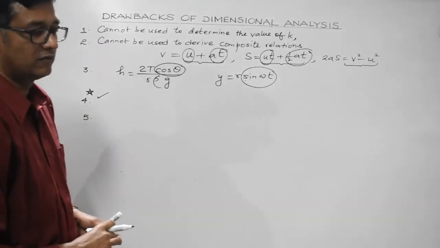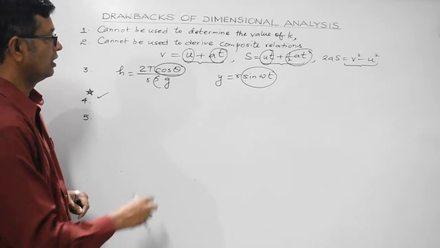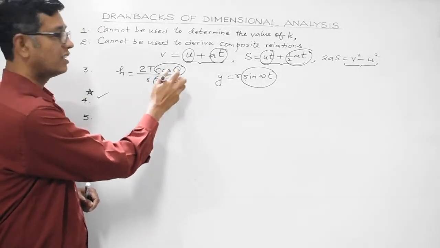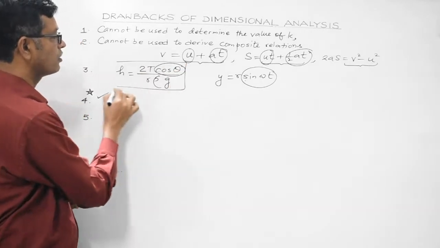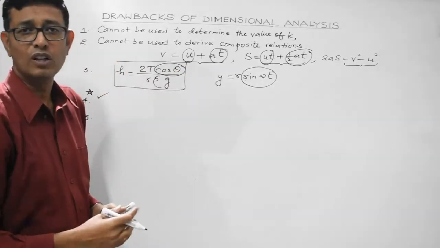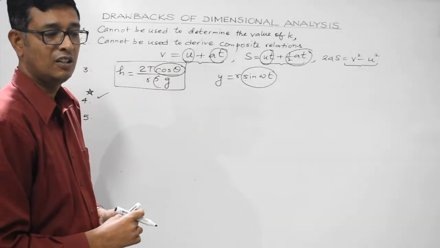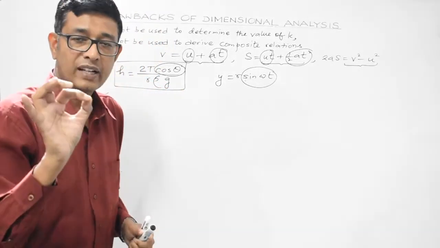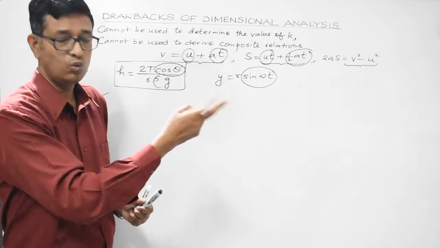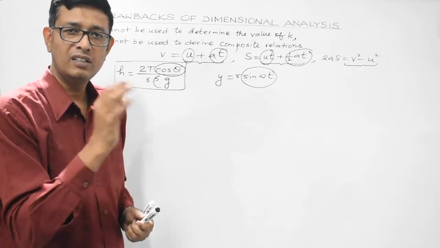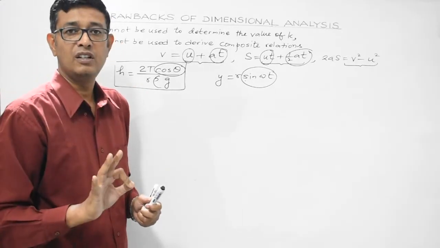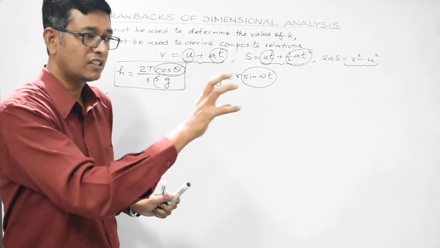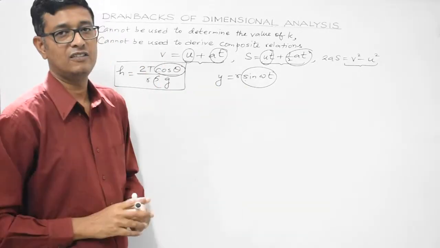Fifth one, just now I've told you, even if you replace cos theta by sin theta, tan theta, cot theta, then also this will be dimensionally correct. But the formula will be invalid, isn't it? So what I mean to say is that the equality of dimensions on the two sides of an equation is indeed a necessary condition, but not the sufficient condition for the physical relationship to be valid.